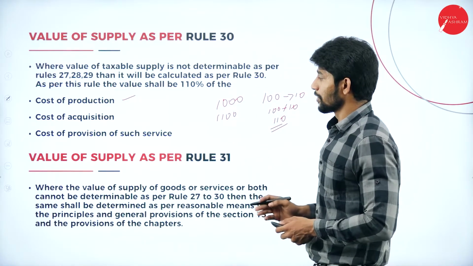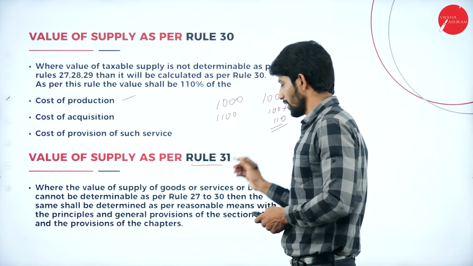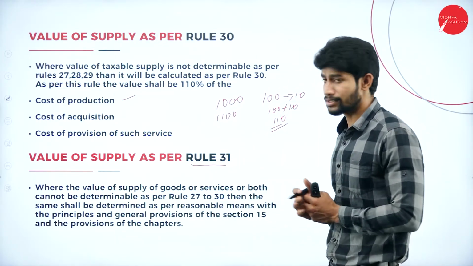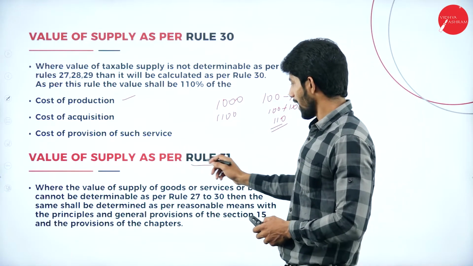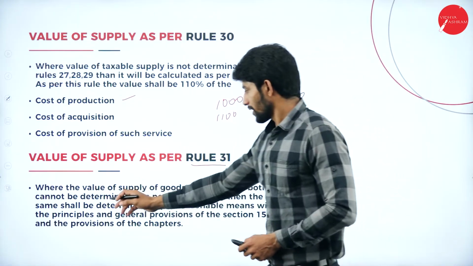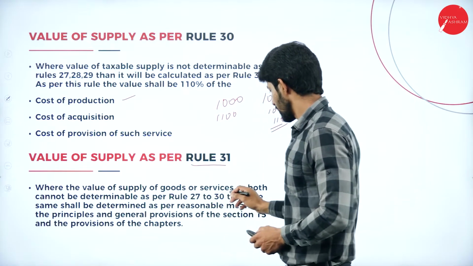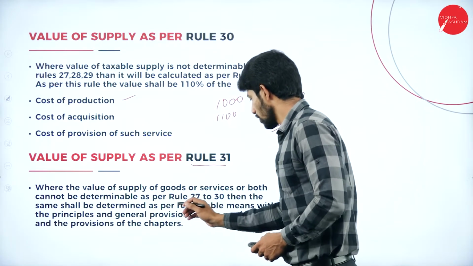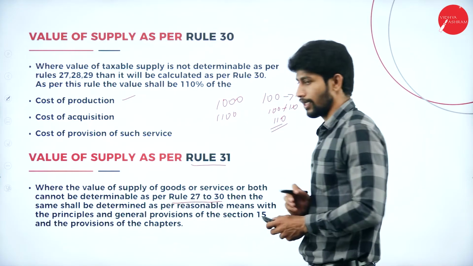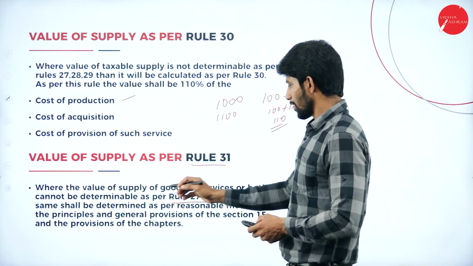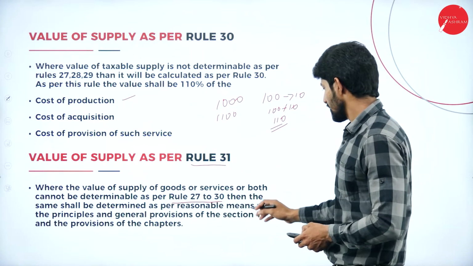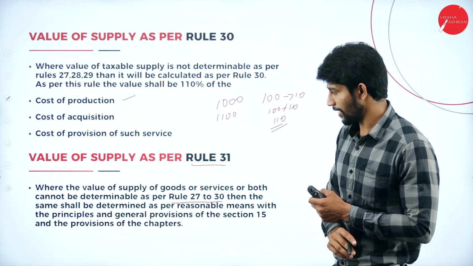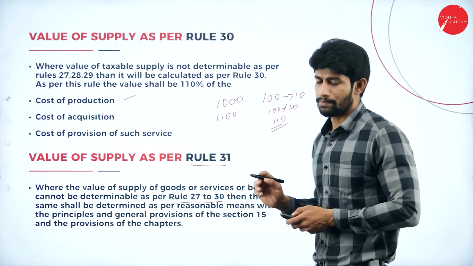Next, moving on to rule number 31. It is a very special rule, and only in special circumstances is rule number 31 applicable. So, value of supply as per rule 31. Where the value of supply of goods or services or both cannot be determined as per rule number 27 to rule number 30, then the same shall be determined using reasonable means, consistent with the principles and general provisions of section 15 and the provisions of the chapter.